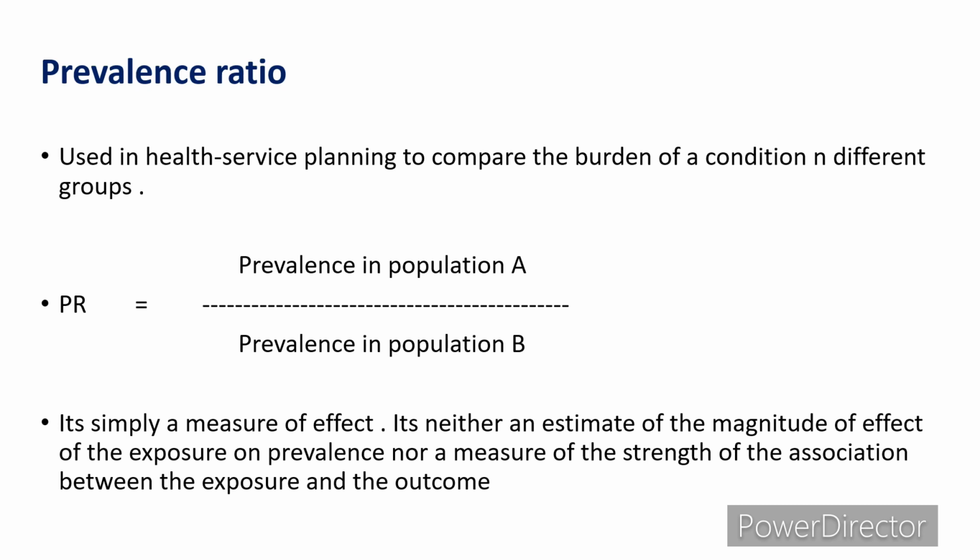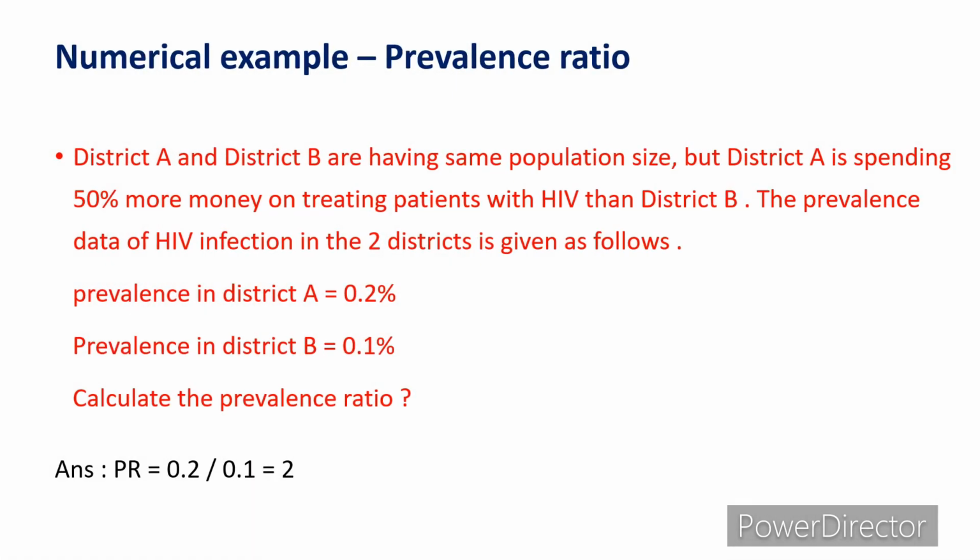It's neither an estimate of the magnitude of effect of the exposure on prevalence nor a measure of the strength of the association between the exposure and the outcome. So this is the numerical example for prevalence ratio. District A and District B have the same population size, but District A is spending 50% more money on treating patients with HIV than District B. The prevalence rate of HIV infection in these two districts is given as follows. Prevalence in District A is 0.2%, whereas the prevalence in District B is 0.1%.